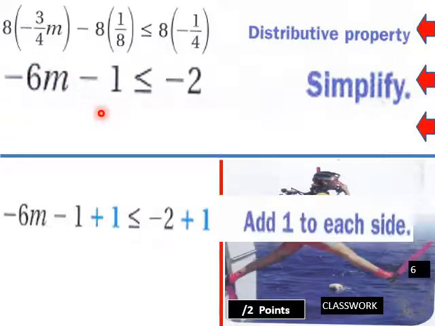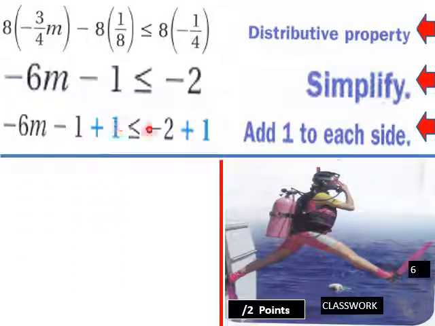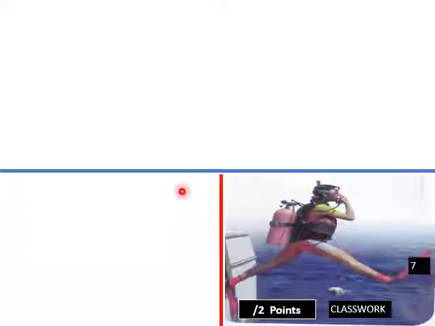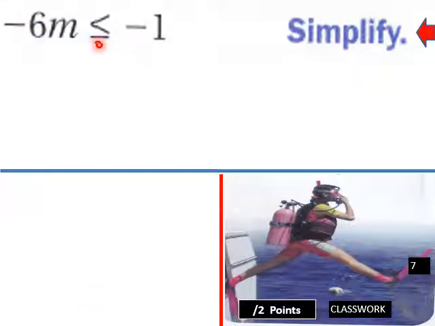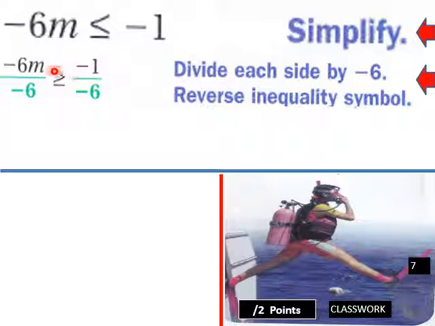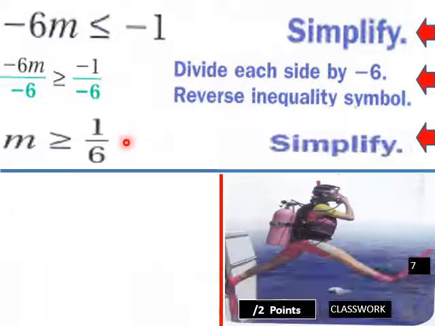And we need to isolate our m here. So to isolate our m, we're going to add 1 to both sides. It'll be our first step of isolating our m. And once we add 1 to both sides, what we have is negative 6m less than or equal to negative 1. We have to divide through by negative 6 on both sides. And this will get rid of our coefficient of m. And then negative 1 divided by negative 6 on this side. And of course our sign changes now because we are dividing through by negative 6. So our m now will be greater than or equal to 1 over 6.